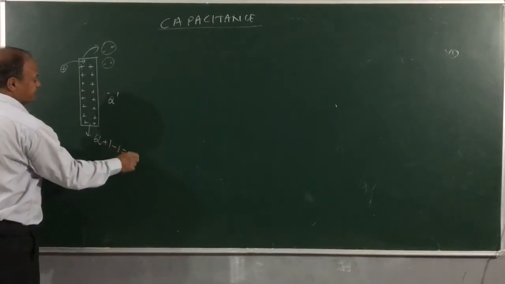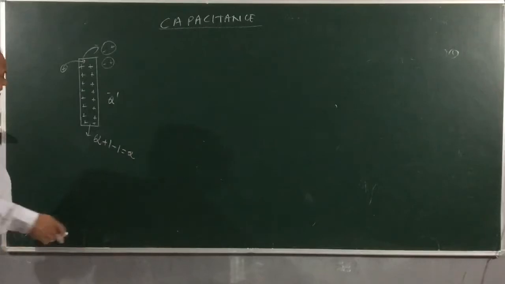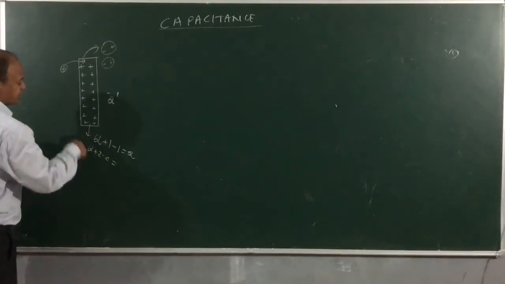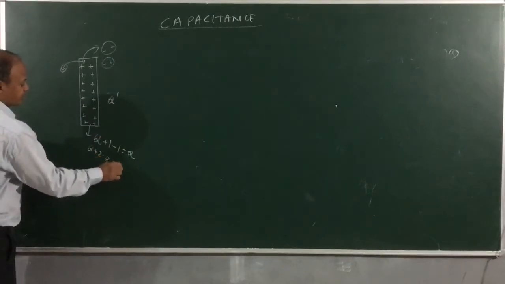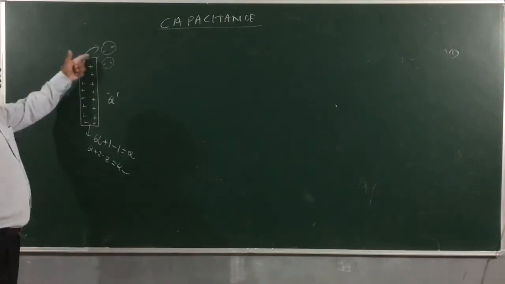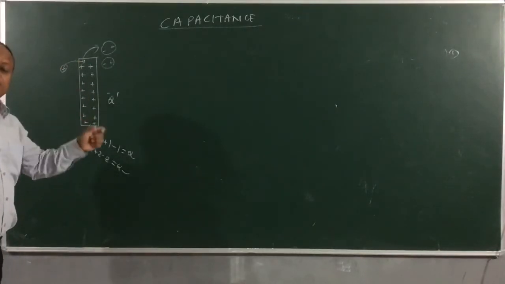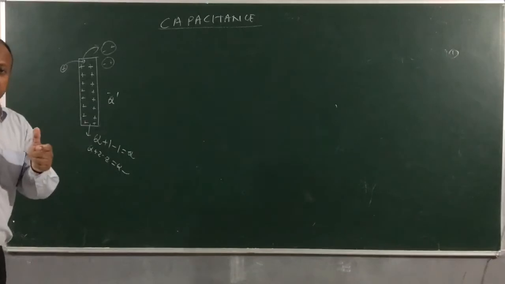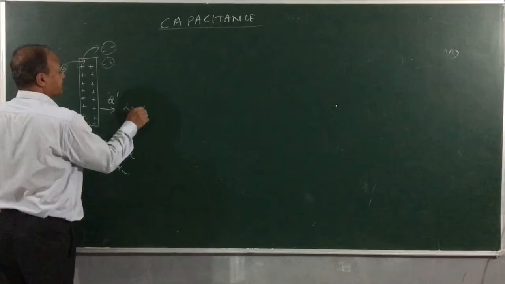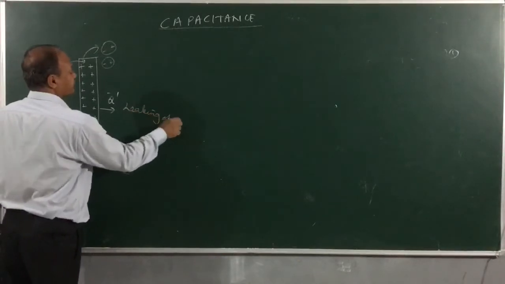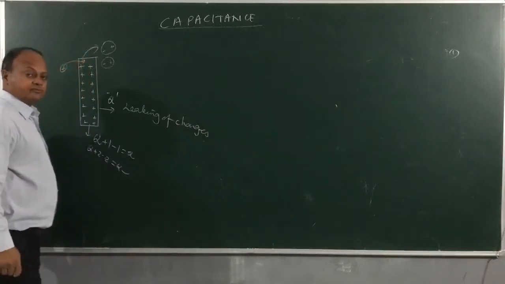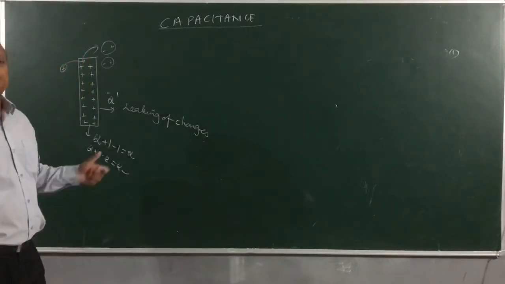So how many charges will be left? Q only. Suppose I transfer two charges. Now these two charges will be transferred to the surroundings. Still how many charges? Two charges. So what I am trying to tell you is that we cannot charge it beyond a certain point. If we charge beyond a certain point, then charges will start leaking from the conductor. Leaking of charges. Right? And therefore it will not be possible for me to charge it.